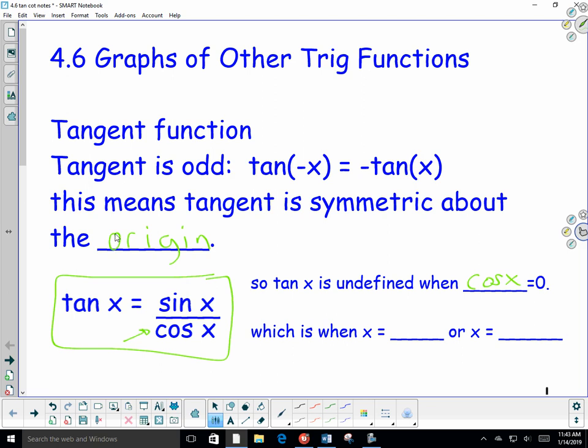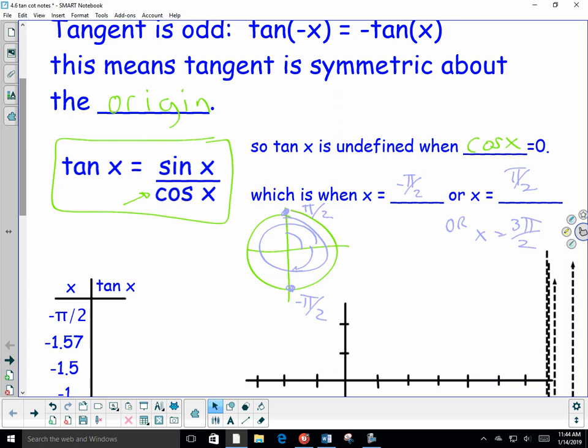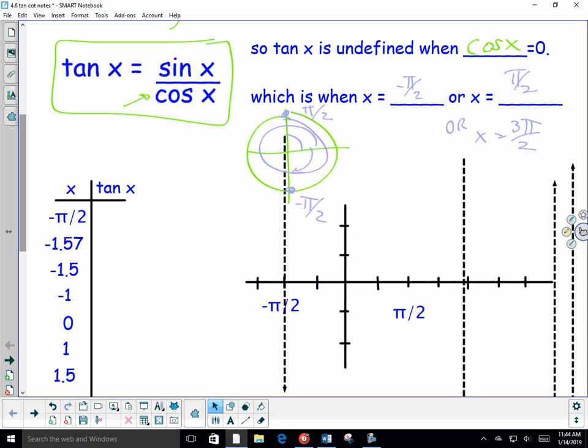Well, when is cosine equal to 0? Let's take a quick look at a unit circle. You know that the cosine is equal to 0 here at pi over 2, here at negative pi over 2, or if I wrap around again at 3 pi over 2 and so on. So whenever x is equal to negative pi over 2, pi over 2, 3 pi over 2, and so on, then we're going to have the tangent undefined, and if tangent's undefined, then we're going to have vertical asymptotes. Remember we talked about vertical asymptotes last class. So we're going to have a vertical asymptote at negative pi over 2 and at positive pi over 2 on our graph.